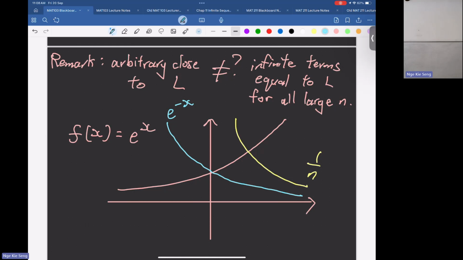About this arbitrarily close to L, although the limit is 0, this is a bit like a human relationship, right? Although we are very close, our limit is 0. But there's always some distance there. Still not the same. I'm still not you. You are still not me. Although our limit is 0. Does it make sense?